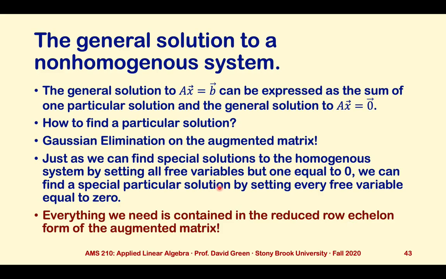So we've discussed how, in theory, we can express the general solution of Ax equals b as a sum of a particular solution and a general solution to Ax equals 0. We've already discussed how we find the general solution, the description of the null space. How do we find a particular solution? Well, of course, we can use Gaussian elimination on the augmented matrix, as we always have.